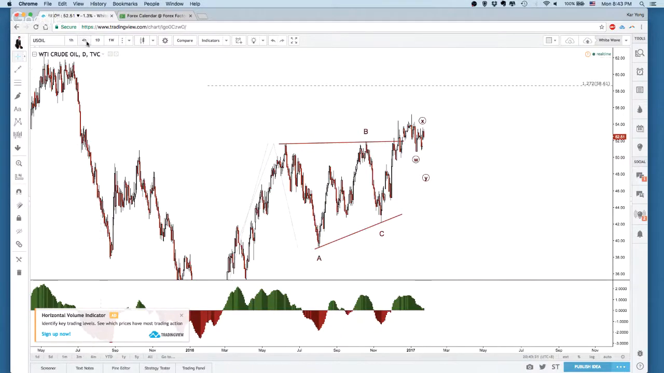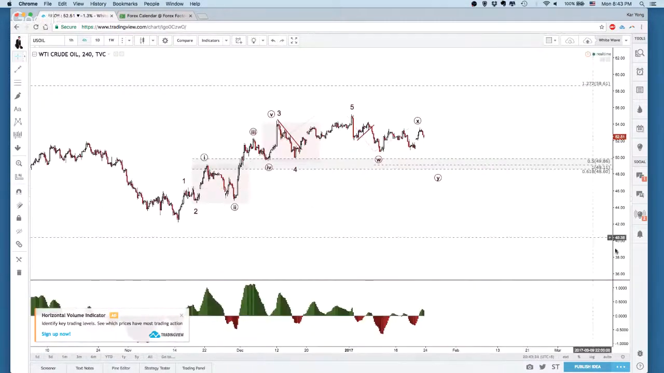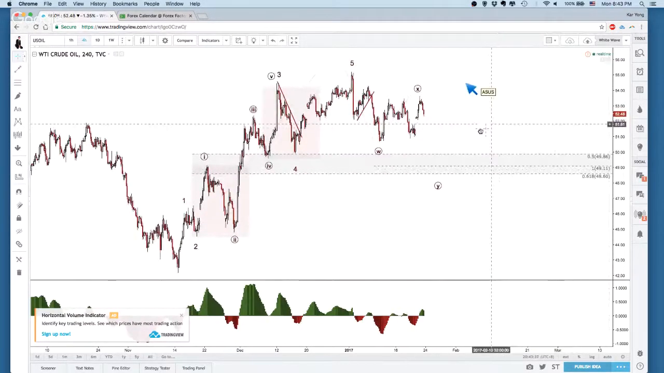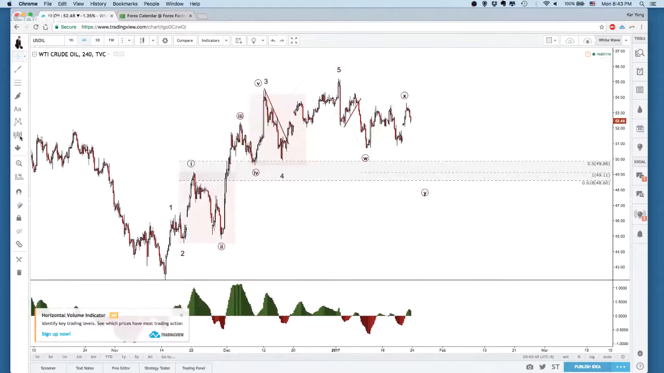It's not ready yet to go up, simply because on the lower time frame we are looking at this. It's showing us that it can come down one more move. This move can come down something like this. Let me map this.